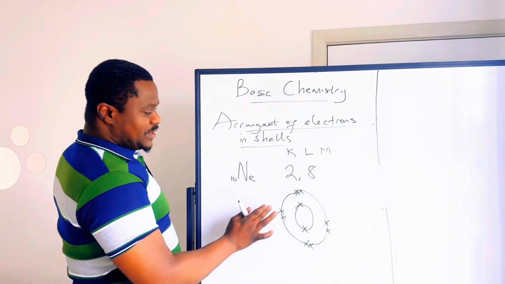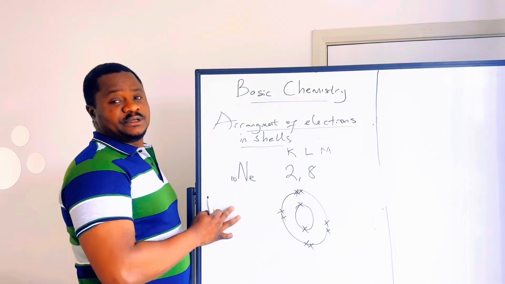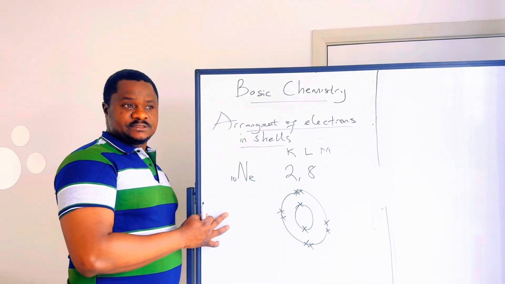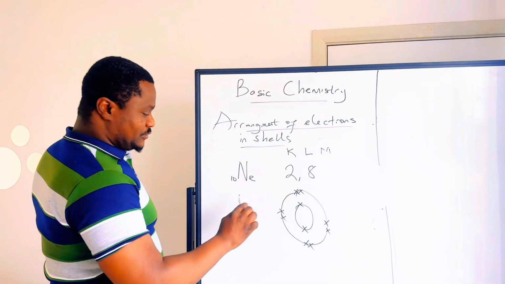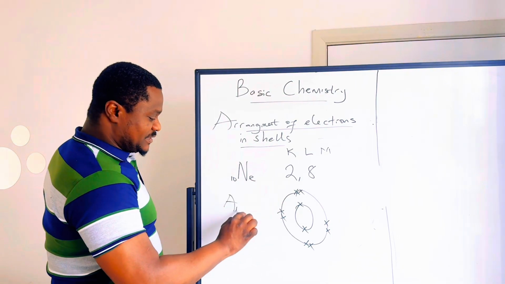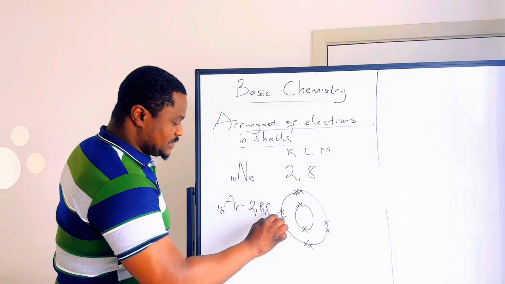Now, in a situation whereby all these orbitals are filled without any space, we call this kind of elements noble gases, or unreactive gases. Now, we have them in helium, neon. We also have them in argon. Argon is 18, and argon is 2, 8, 8.